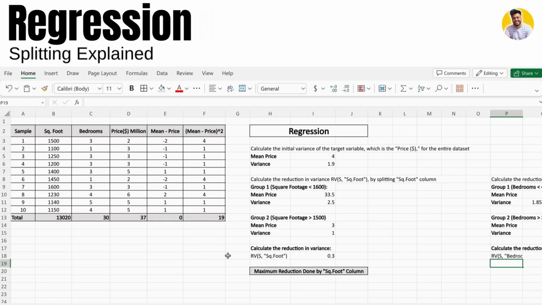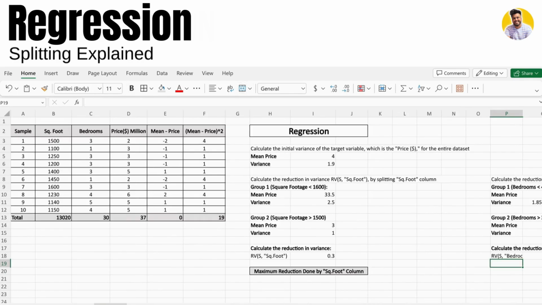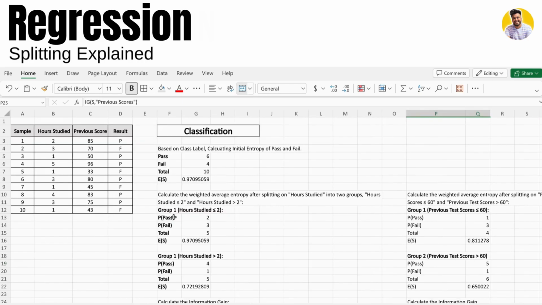In that way, classification and regression decision trees split internally. It is based on the entropy, information gain, variance reduction and Gini impurity formulas only.